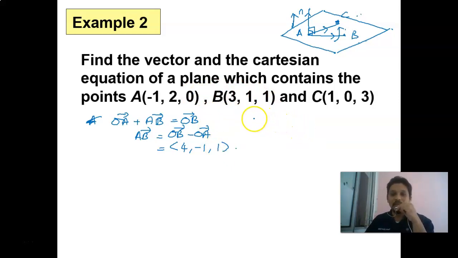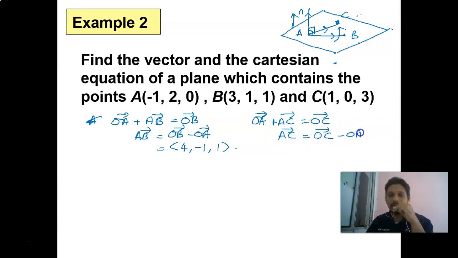And what about another one here? From O to A, from any point O to A to C equal to O to C. So then AC equal to OC minus OA. Again, from A to C, just imagine that it is the coordinate of C minus A. So 1 minus negative 1, minus negative becomes positive, so 1 plus 1 equal to 2. 0 minus 2 equal to negative 2. 3 minus 0 equal to 3.